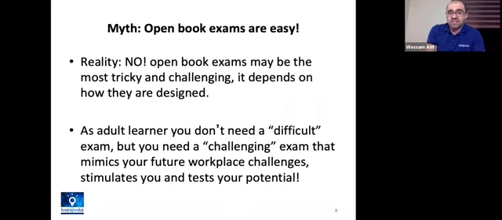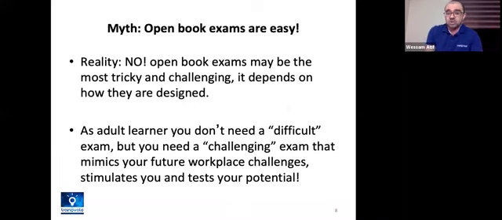Okay, there is a myth that says that open book exams are easy or easier than closed book exams. And I'd like to debunk this myth by saying no, open book exams may be the most tricky and challenging. It depends on how they are designed. So actually in open book exams, there is more work and more effort on the examiner or the exam developer in how to format the questions.